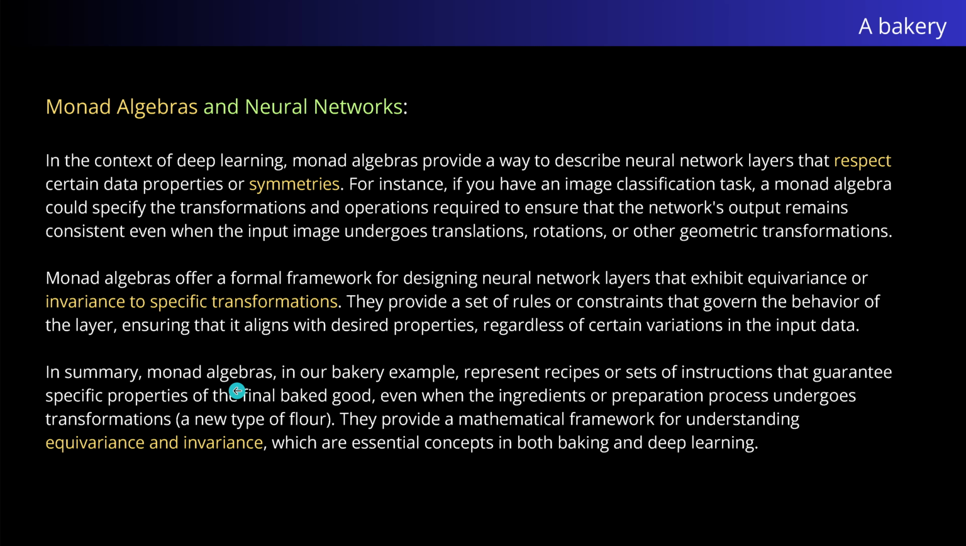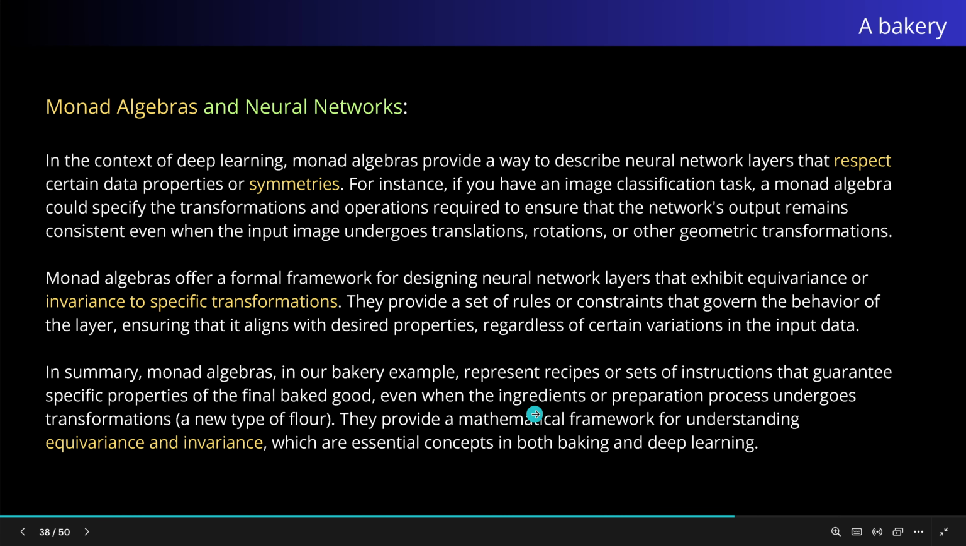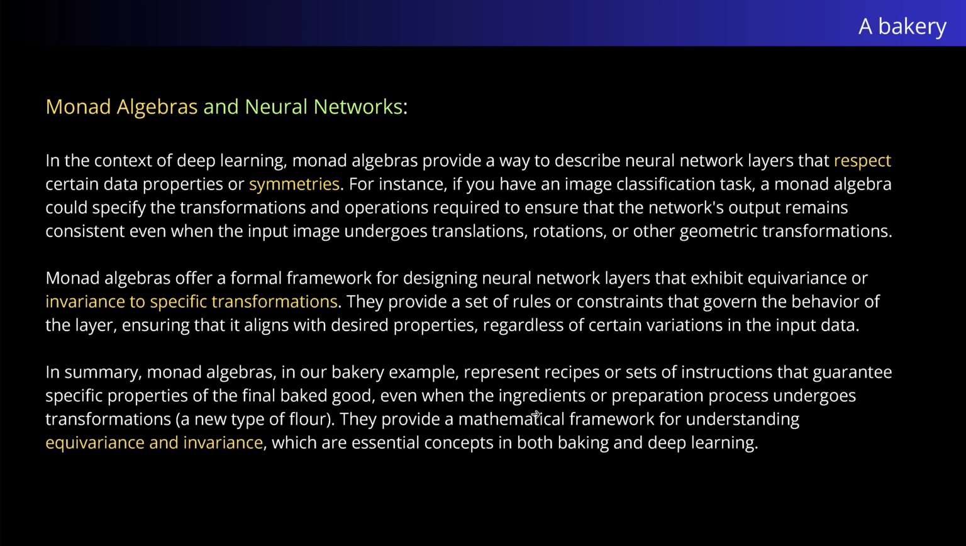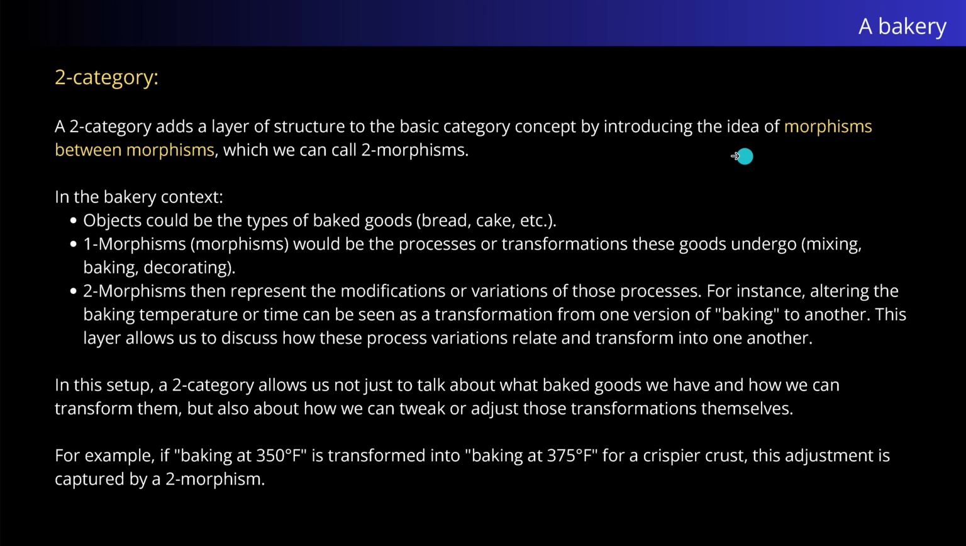In summary, our Monad algebras, now in our bakery, delicious examples, represent recipes or sets of instructions that guarantee a specific property in the final product, in the final baked good, even when the ingredients or the preparation process undergoes transformations. So they provide a mathematical framework for understanding equivariance and invariance, and these are essential concepts that we have to take care of when we build our neural networks and our deep learning processes. Beautiful.